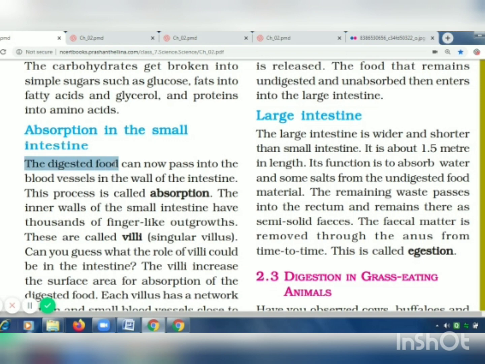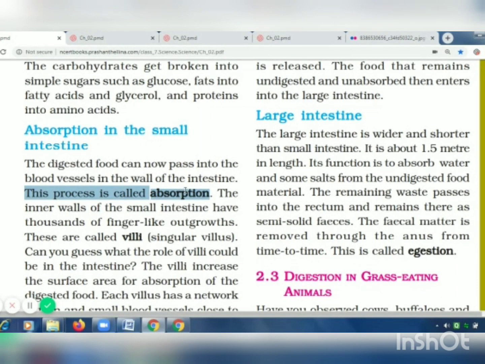So the digested food can now pass into the blood vessels. The digested food, which is in the form of glucose, fatty acids, glycerol, and amino acids, is ready to be absorbed into the blood vessels. The digested food can now pass into the blood vessels in the wall of the intestine, and this process is called absorption.